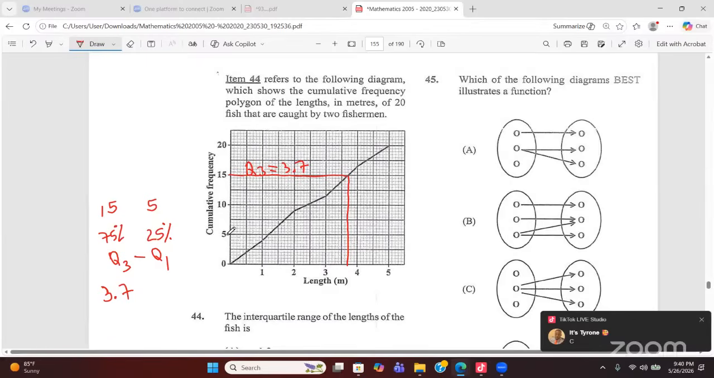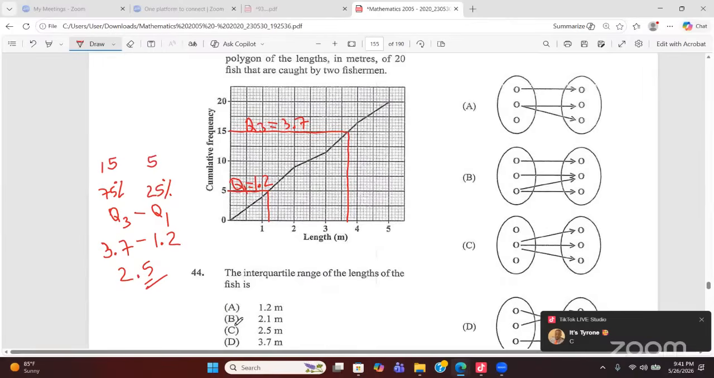And then now Q1 is 5. So 5 is right here, and this gives 1.2. So Q1 is 1.2. Q1 equals 1.2. When you subtract these now, this looks like 2.5, right? So check if 2.5 is there or anything close to that. I'm getting 2.5 right now. Yeah, 2.5 is there. We're good. We're spot on correct.